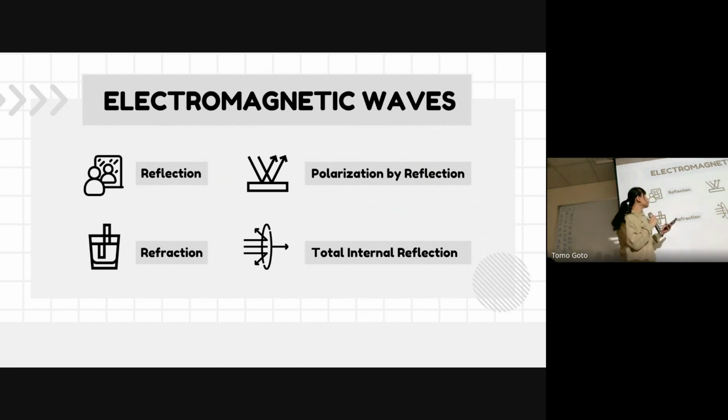And the third one, polarization by reflection. The surface characteristics of the lens can impact the polarization state of refracted light. And the final one, total internal reflection, occurs when light travels from an optically denser medium to a less dense one. The phenomenon of total internal reflection is influenced by the shape and curvature of the lens, affecting how light propagates within the lenses.